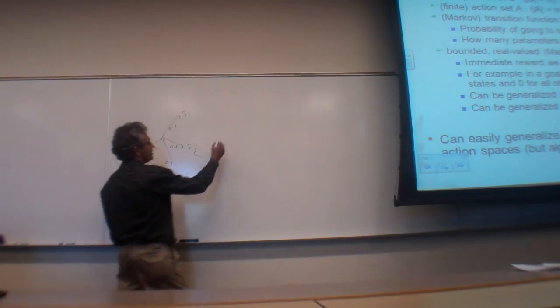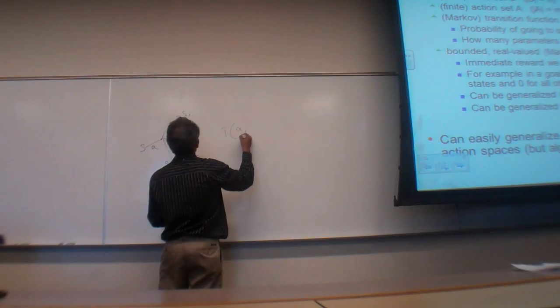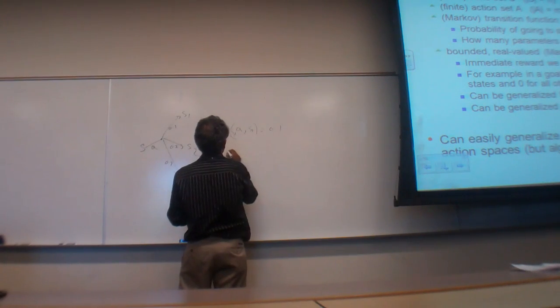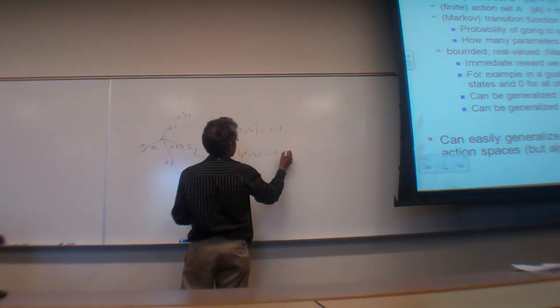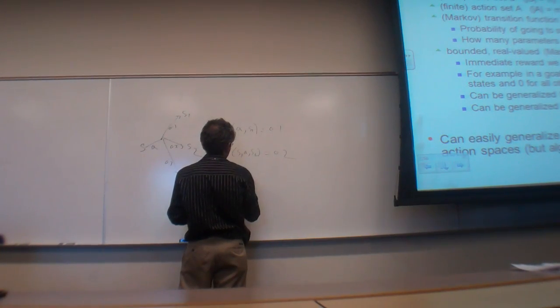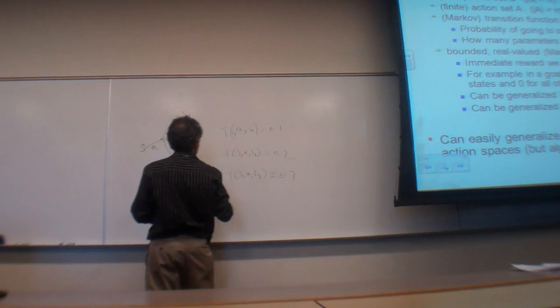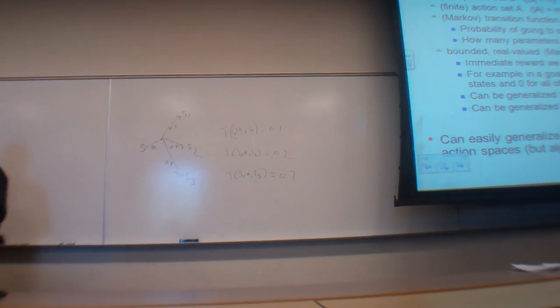So I'm just writing this as T(S, A, S1) is 0.1, T(S, A, S2) is 0.2, T(S, A, S3) is 0.7. So that's the transition function.